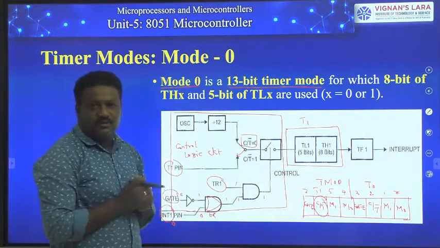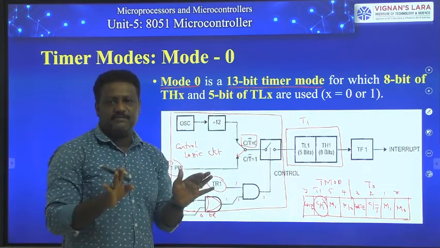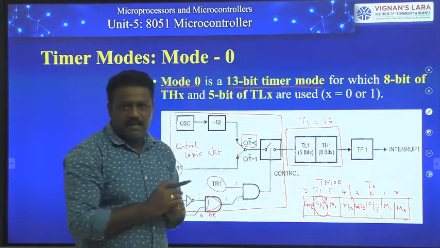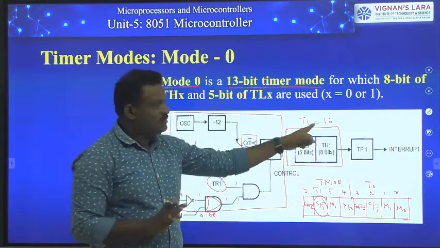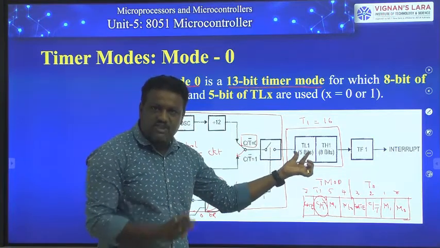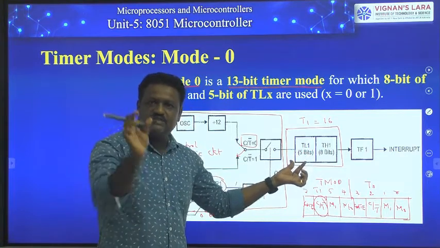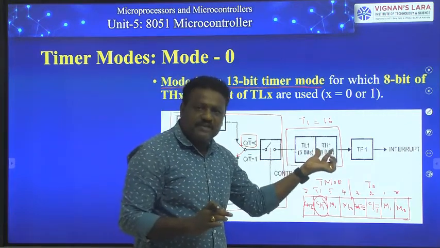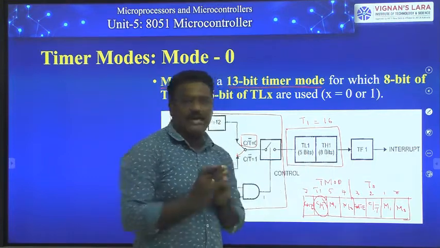So coming to mode 0, it is what we can call 13-bit timer/counter operation. Actually the total size of your timer is 16-bit, but here we are not using all the 16 bits. We are only using 13 bits. So in the 13 bits, the least significant register of your timer T1, which is TL1, I was using just only 5 bits. And the most significant register of timer 1 is TH1, there I was using all 8 bits.